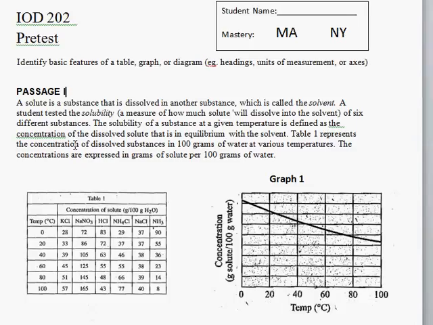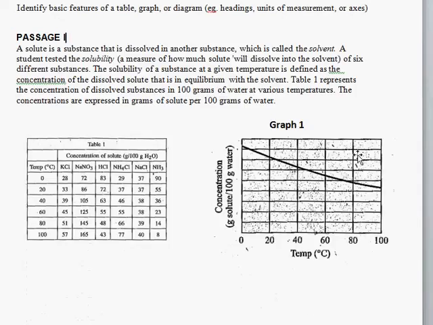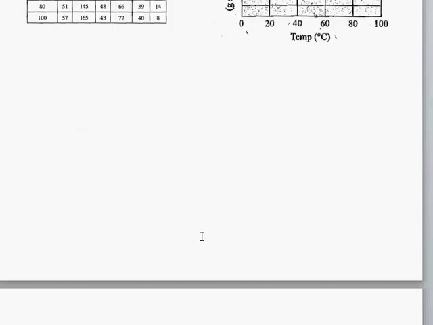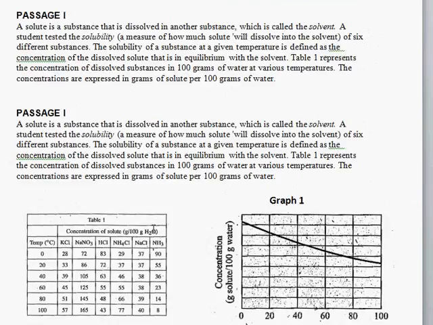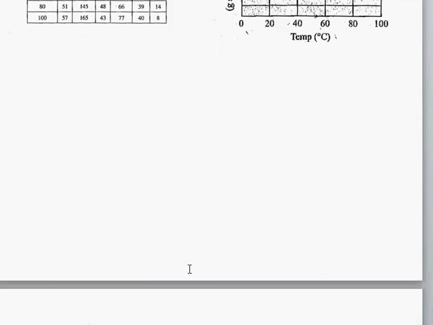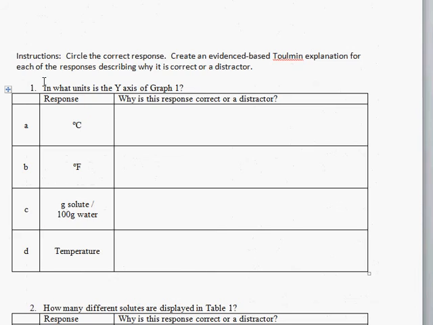Alright, first thing we always do is scan. So we got the passage title, passage 1. Here's some text. There's a table and a graph. And our questions. Okay, so there's not much here. That's nice. Okay, question number 1.